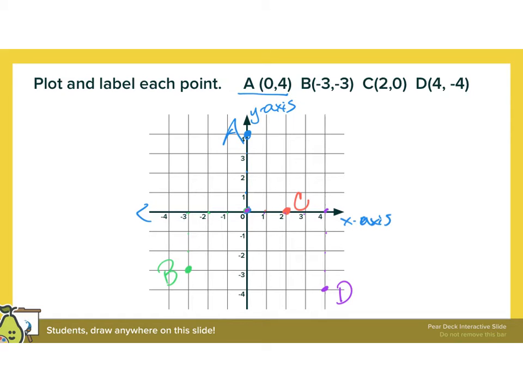Hopefully it's the same. You're going to do 4 more practice problems and then take your exit ticket.